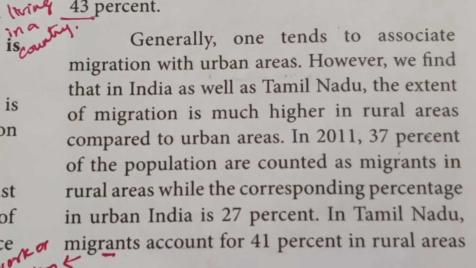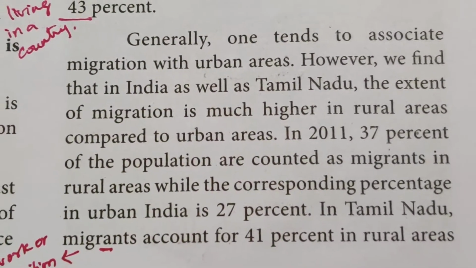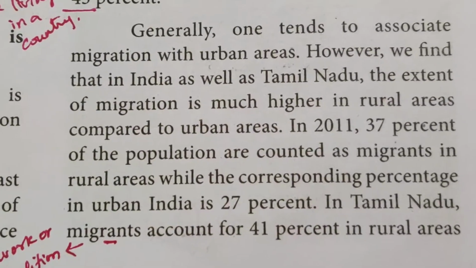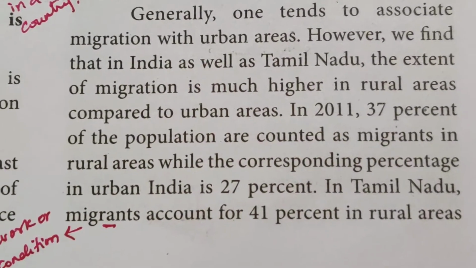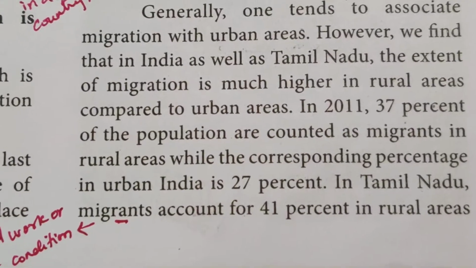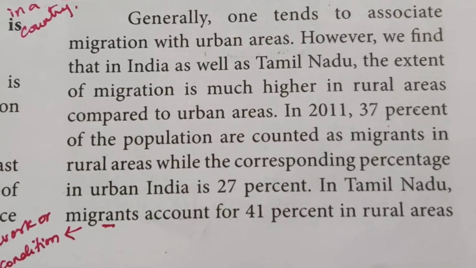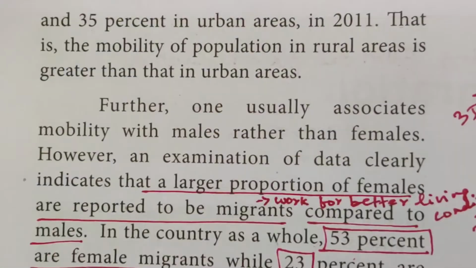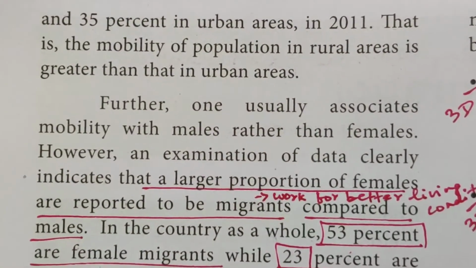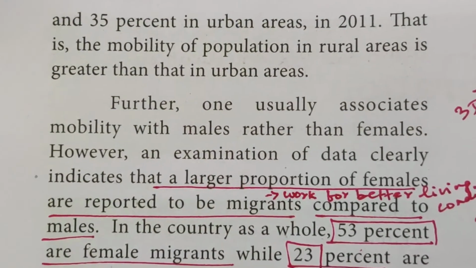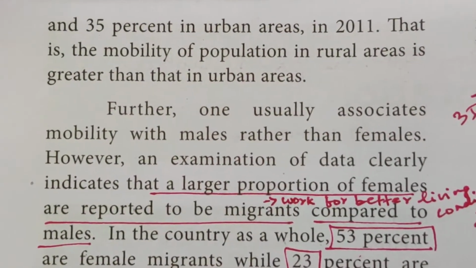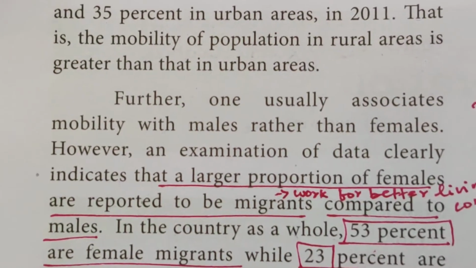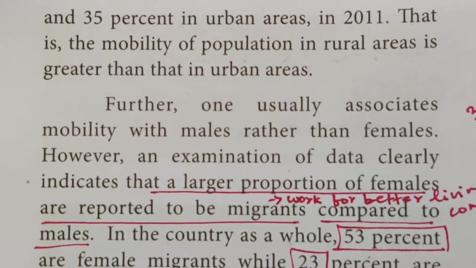So in 2011, 37% of the population in rural areas was counted as migrants, while the corresponding percentage in urban India is only 27%. In Tamil Nadu, migrants account for 41% in rural areas and 35% in urban areas in 2011. That is, the mobility of population in rural areas is greater than that in urban areas.